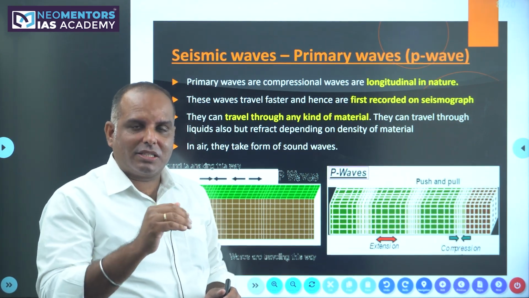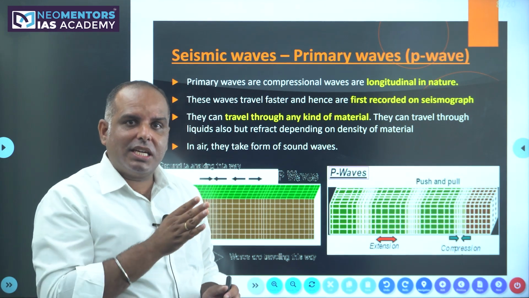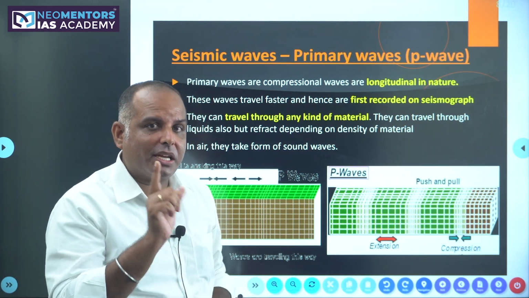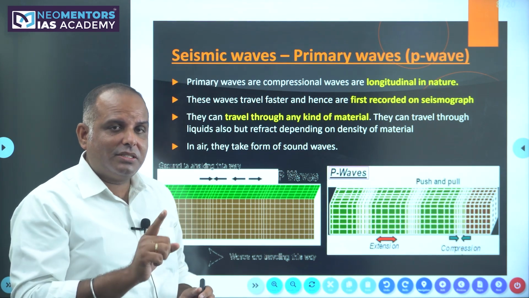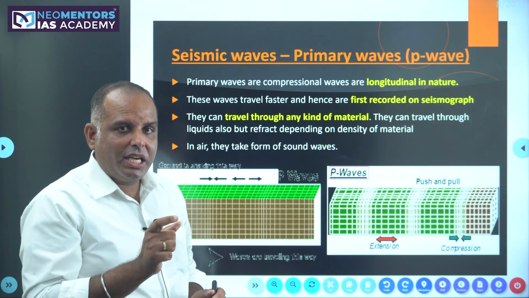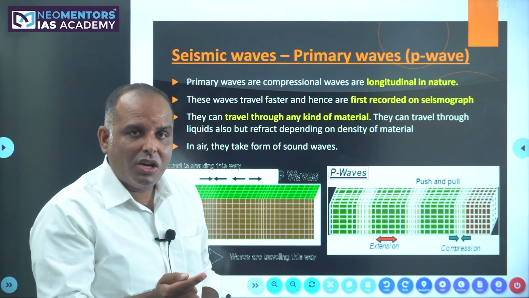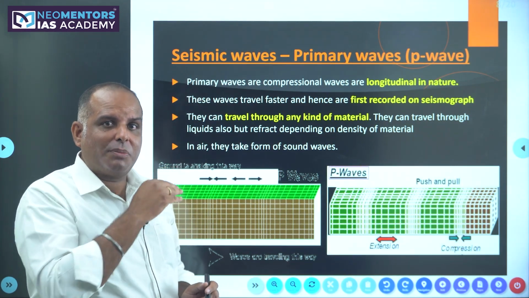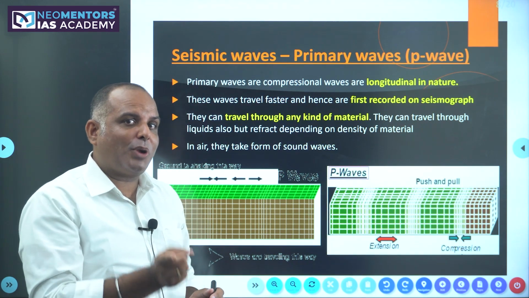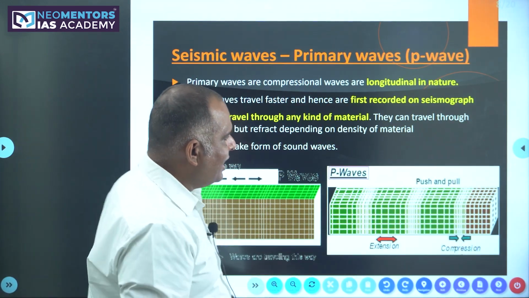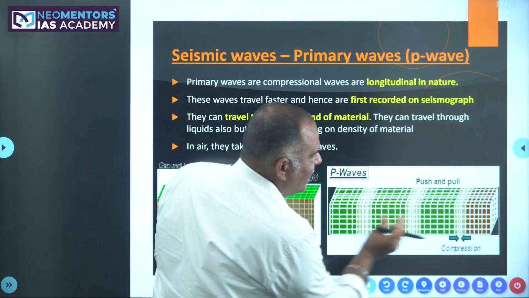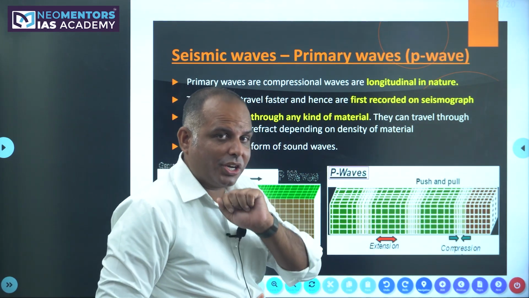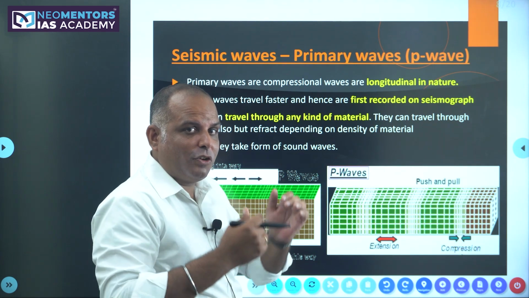The motion of the particles, the displacement of the medium, is in the same direction as the propagation of the wave itself. Again, I am repeating it. When I say longitudinal, that means the displacement of the medium is either in the same direction or in the opposite direction to the propagation of the wave. That means the direction of the displacement of the medium is also parallel to the direction of the propagation of the wave. If you look at this, the direction of movement of the medium is either this direction or this direction, right?